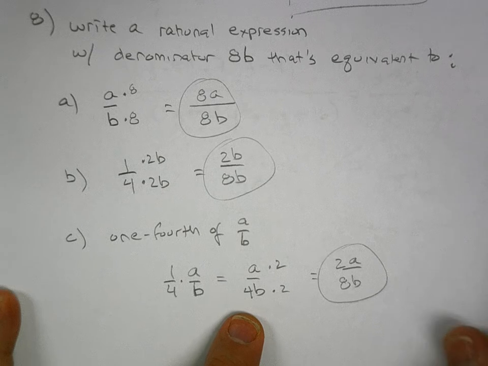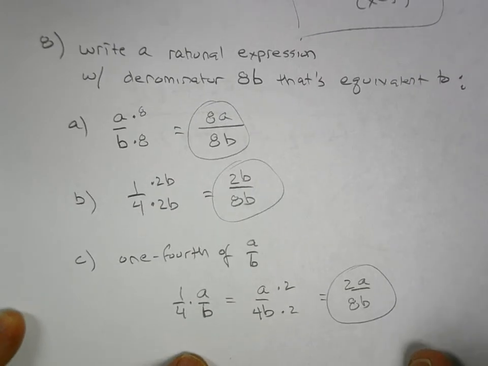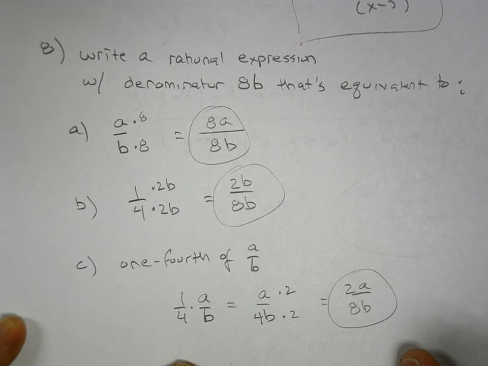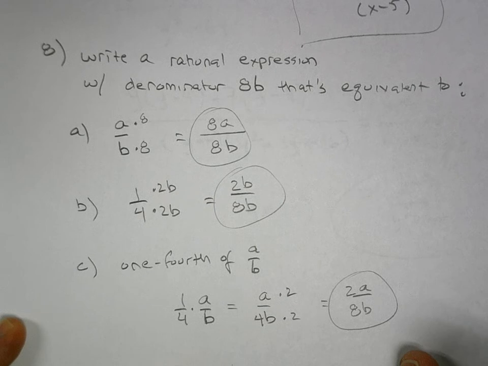Okay, make sense? Questions? So we can reduce out what type of things, but not what type of things? We can reduce out factors, things being multiplied, but we cannot cancel or reduce terms. Okay? All right, so let's get started on the assignment.